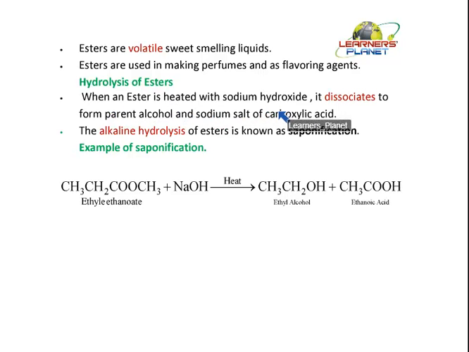When an ester is heated with sodium hydroxide, it dissociates to form the parent alcohol and the sodium salt of the carboxylic acid. That is, this is ethyl ethanoate. When it is heated with NaOH, it breaks down into the parent alcohol and the acid, that is CH3CH2OH and CH3COOH, that is the acid. The alkaline hydrolysis of esters is known as saponification. So this is also called what? Saponification. And here the acid is not formed, students. What is formed here is the sodium salt of the acid, that is CH3COONa, that is sodium acetate.